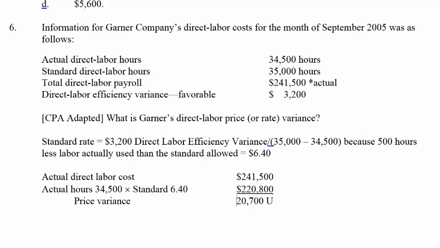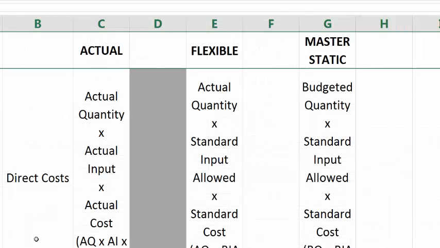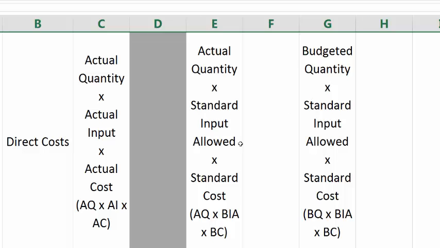Again, if you guys need to plot it out, go and use these columns here as examples. And then you're breaking this actual results column and this flexible budget column into the differences between the budgeted cost and the budgeted input allowed, so that we can see the price variance and the efficiency variance.